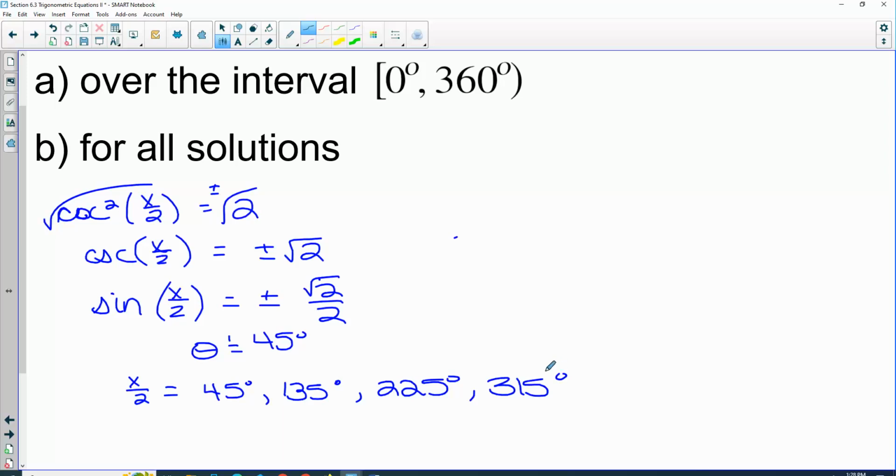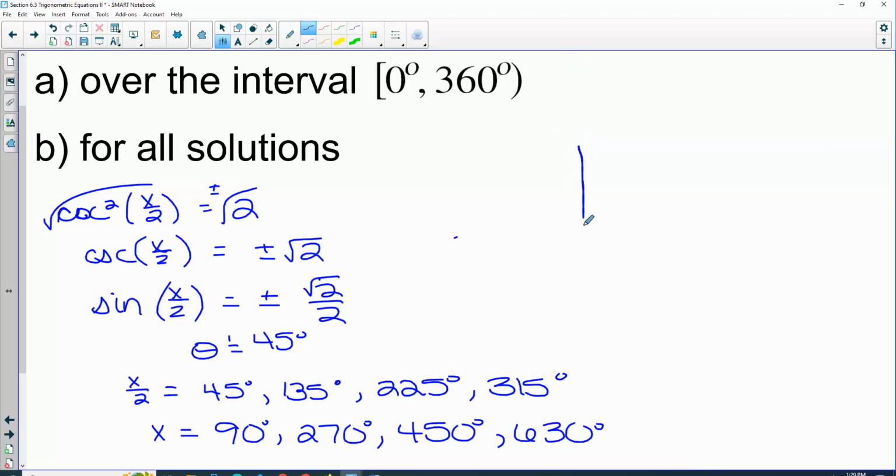And then what do we have to do to get x? Now we have to answer the question. Part A said, give me the answers that are between 0 and 360 degrees. So out of my answers, the only ones that fall between 0 and 360 are 90 and 27.